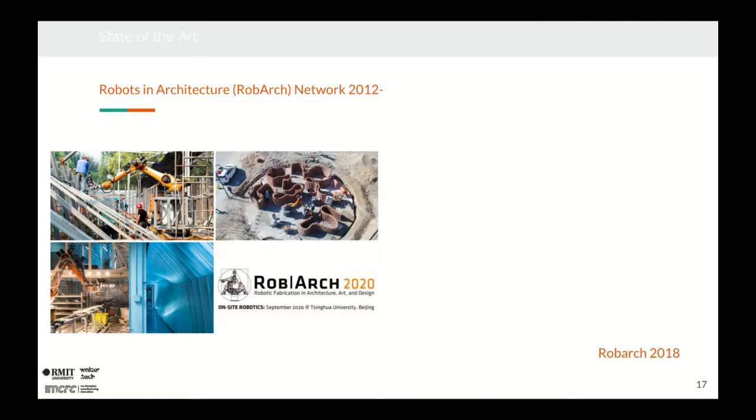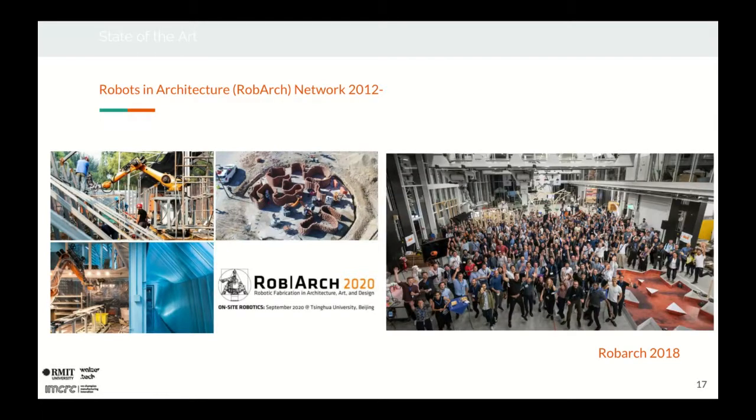And as Dagmar was mentioning before, of course, these clusters were popping up 15 years ago or so, or in the last decade. Also new networks were established, like the Robots in Architecture network. These are biannual meetings where people share their research, meet, exchange, and grow. And this is crazy. 2012, I think, was the first one in Vienna, and it just grew in a few instances to something very substantial.